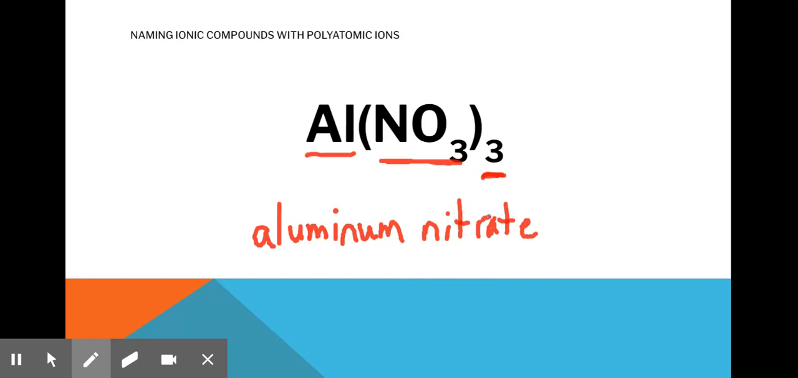Check and make sure that aluminum is not a transition metal and that you don't need to put anything in parentheses between aluminum and nitrate. It is not, and so you don't. And that's it. Aluminum nitrate is the name of this compound.